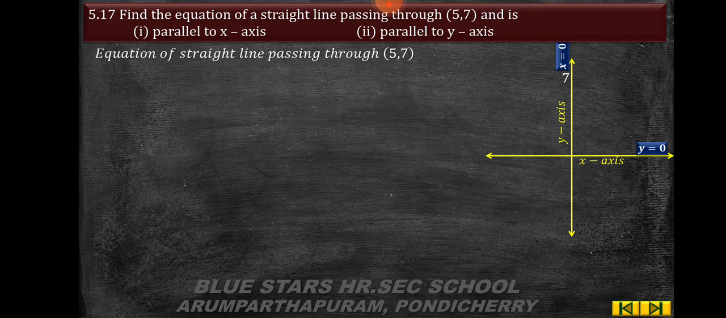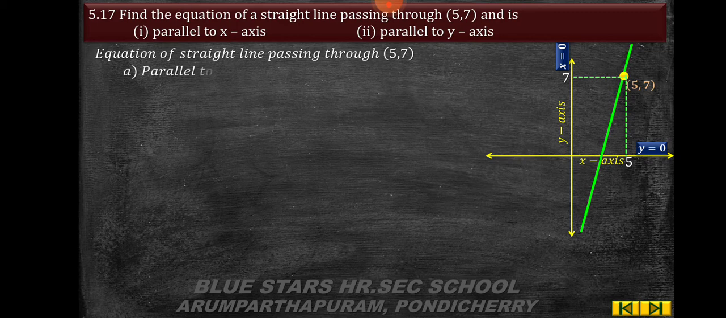Equation of a straight line passing through (5, 7). You just mark the points 5 and 7 on the x and y axes respectively. The general form of coordinates is (x, y). So you mark the point 5 on the x-axis and 7 on the y-axis. Then you mark the meeting point of 5 and 7. So you get a straight line.